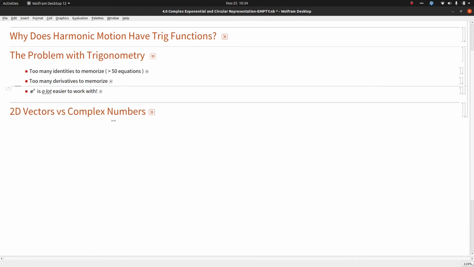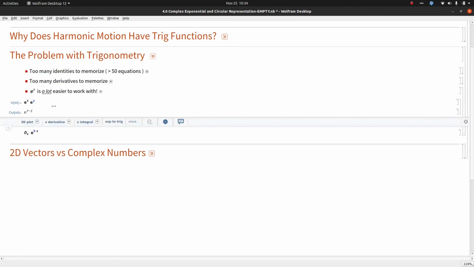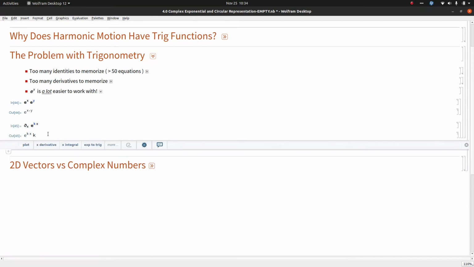And it turns out there is an easier way, because e to the x is a lot easier to deal with, and we're going to show you how to replace all of your trig functions with the exponential e to the x. E to the x is just a lot easier to deal with. If I'm multiplying two e to the x's together, I can multiply by just adding the exponents. And the derivative of e to the x is just e to the x, or if you throw a constant in there, you pull the constant down, but you still just end up with e to the x.